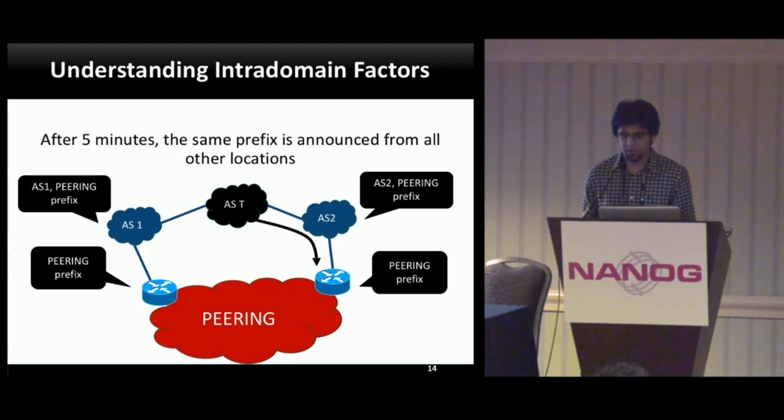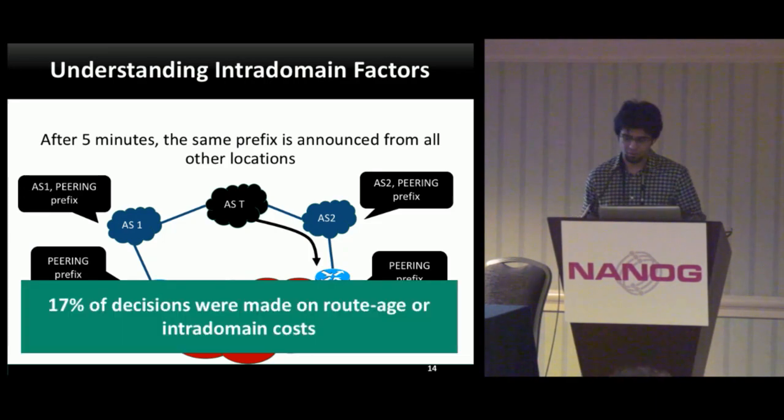For these experiments, we found 17% of decisions were made on intradomain tiebreakers or route age. So our path predictions would be wrong for these types of decisions because, as I mentioned earlier, the model only deals with interdomain factors.